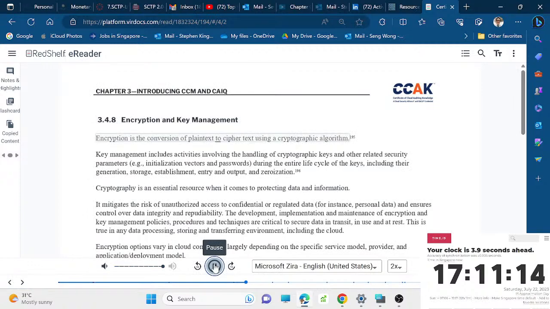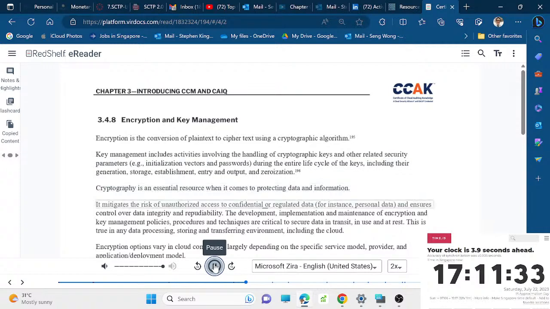Encryption and key management. Encryption is the conversion of plain text to ciphertext using a cryptographic algorithm. Key management includes activities involving the handling of cryptographic keys and other related security parameters, for example initialization vectors and passwords, during the entire life cycle of the keys, including their generation, storage, establishment, entry, and output, and zeroization. Cryptography is an essential resource when it comes to protecting data and information.